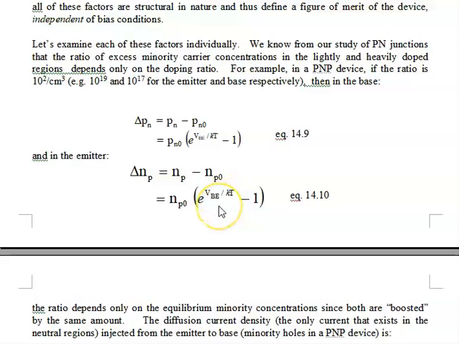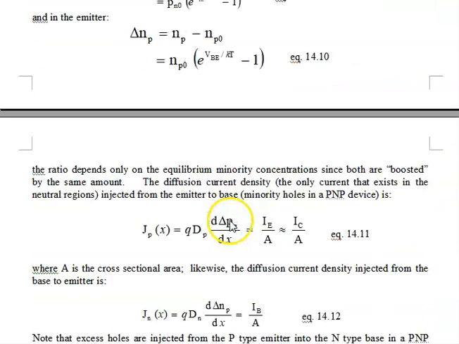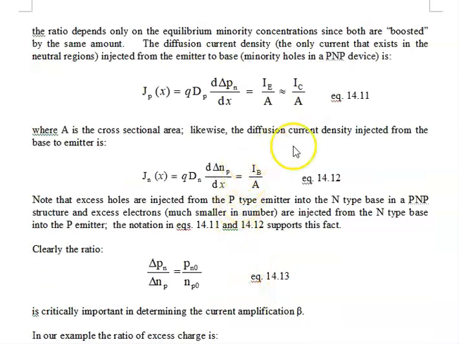So that's just a notational issue. Okay, so let's go forward. Looking at the current density, this is the current density of holes which are emitted from the emitter into the base, and that's just equal to the emitter current divided by the area, which is essentially the collector current divided by the area, because all of those holes are picked up by the collector. And likewise, the diffusion current of the electrons, which are emitted from the base into the emitter, is just equal to IB divided by A.